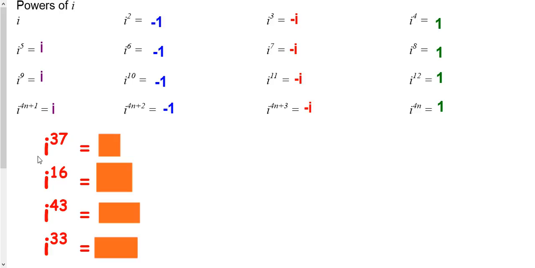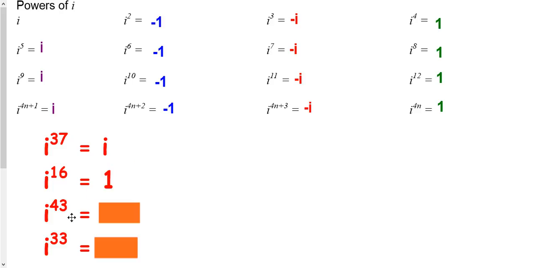So looking at i to the 37th, you've got to ask yourself, is 37 a multiple of 4? No. Is it 1 more, 2 more, or 3 more than a multiple of 4? Well, 36 is the closest multiple of 4, so 37 is 1 more, so it's got to be the purple stuff up here. So we end up getting i. I to the 16th. Is 16 a multiple of 4? Yeah, it's 4 times 4. So if it's a multiple of 4, it's the green over here, which is 1.